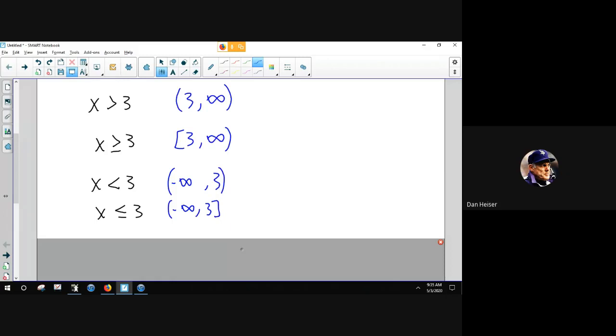we'll have the bracket by 3 because now we can equal that number. Or we could be less than the number. So here we include the 3. Here we do not include the 3.